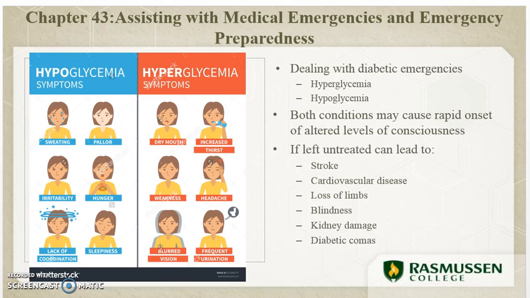Now, Chapter 43 is focusing on medical emergencies as we discuss the endocrine system. We need to discuss how to handle diabetic emergencies. That means handling patients with signs and symptoms of hyperglycemia or hypoglycemia. Both conditions may cause rapid onset of altered levels of consciousness. The greater risk to the patient is someone having hypoglycemia.